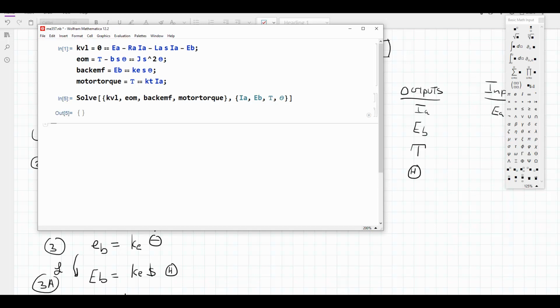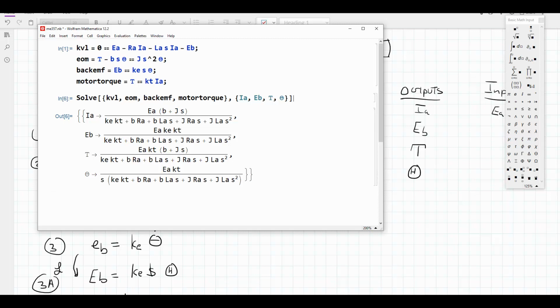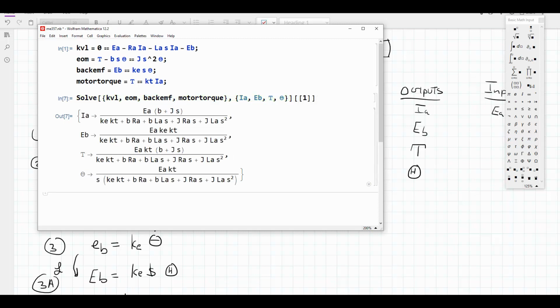And something went wrong. Oh, I put in not capital theta, that's why it didn't work. All right. Now when I run it, now it works okay. And let's shorten this list. All right, so we have potentially those 4 transfer functions. It eliminated our dependent variables from the right-hand side, and we are in pretty good shape here.